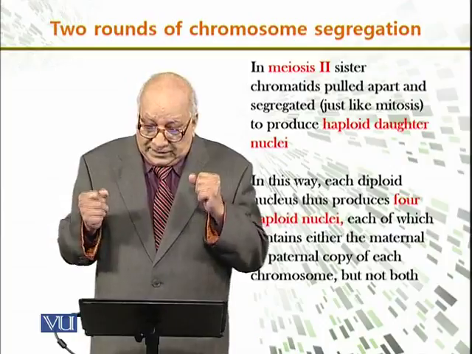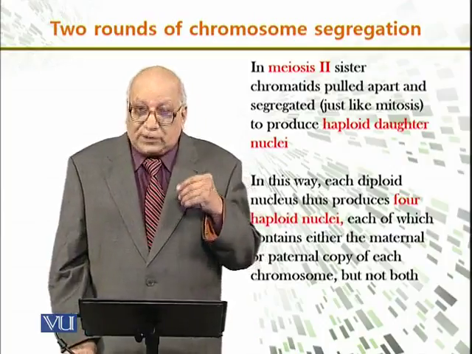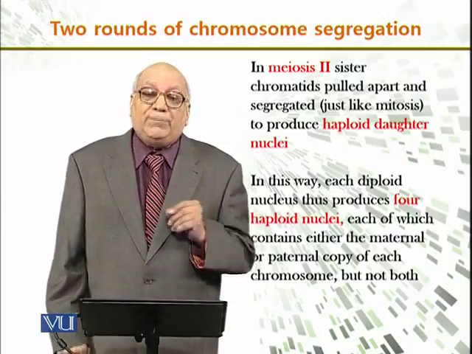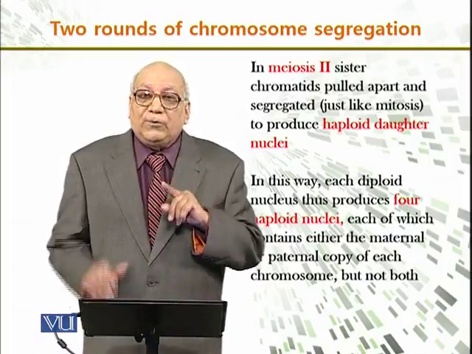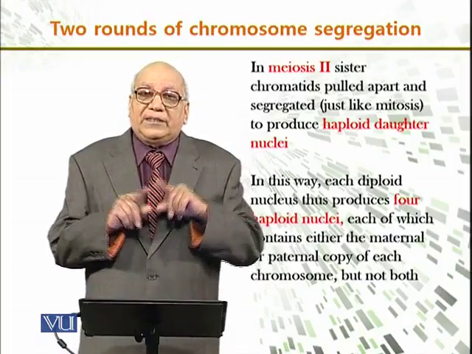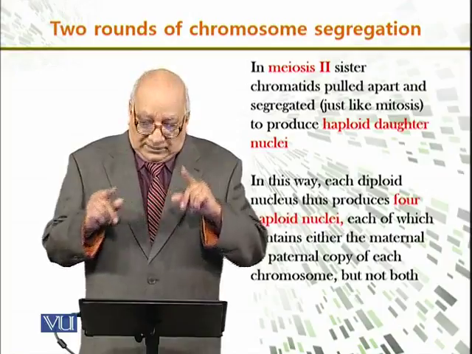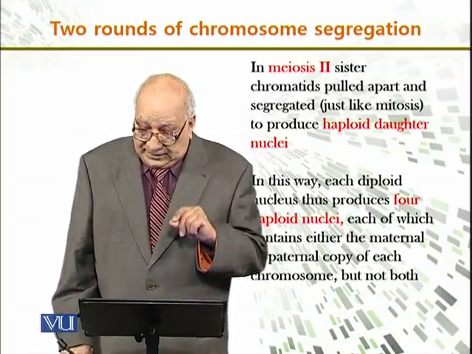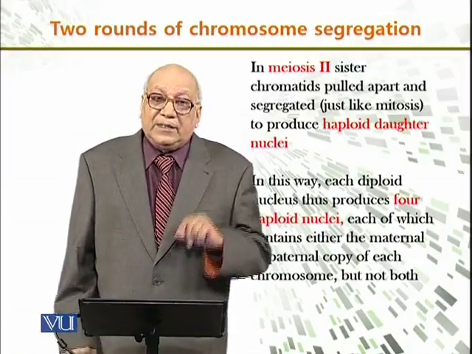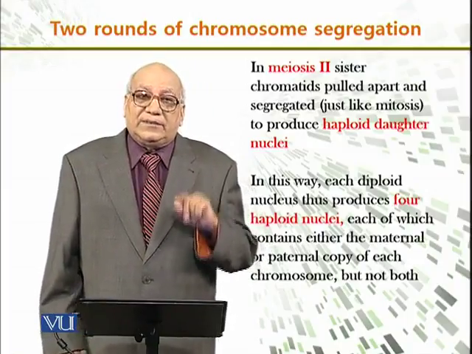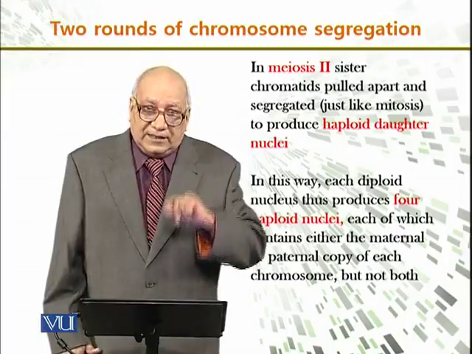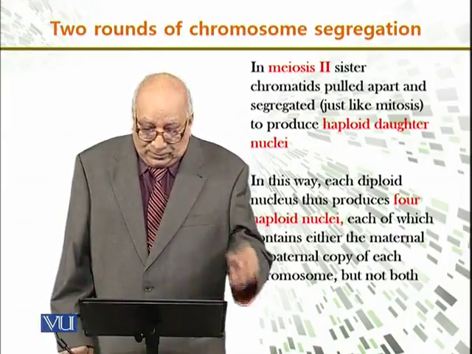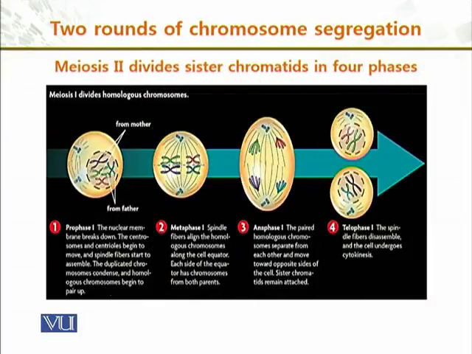In this way, each diploid nucleus produces 4 haploid nuclei. When they separate, from 2 they become 4, and each of them contains either the maternal or paternal copy, either from the mother or from the father.